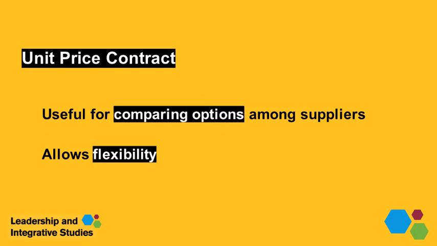The units in a unit price contract can be workers' time, or the units can be materials, or it can be a combination of those. The actual number of units that will be purchased typically can't be specified at the beginning of the contract, so these contracts offer flexibility. Also, it's more straightforward to compare unit prices across suppliers when using unit price contracts.